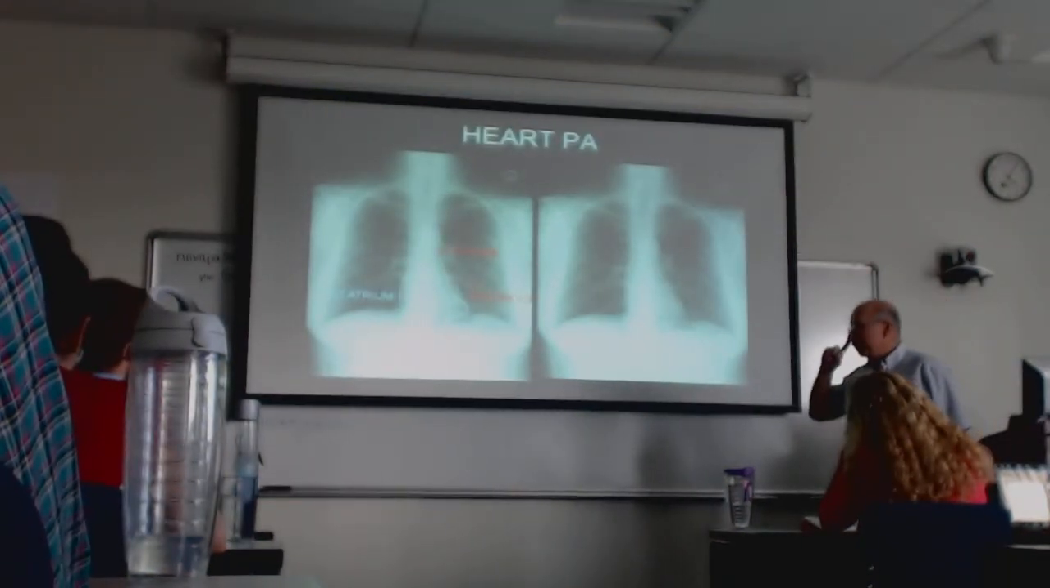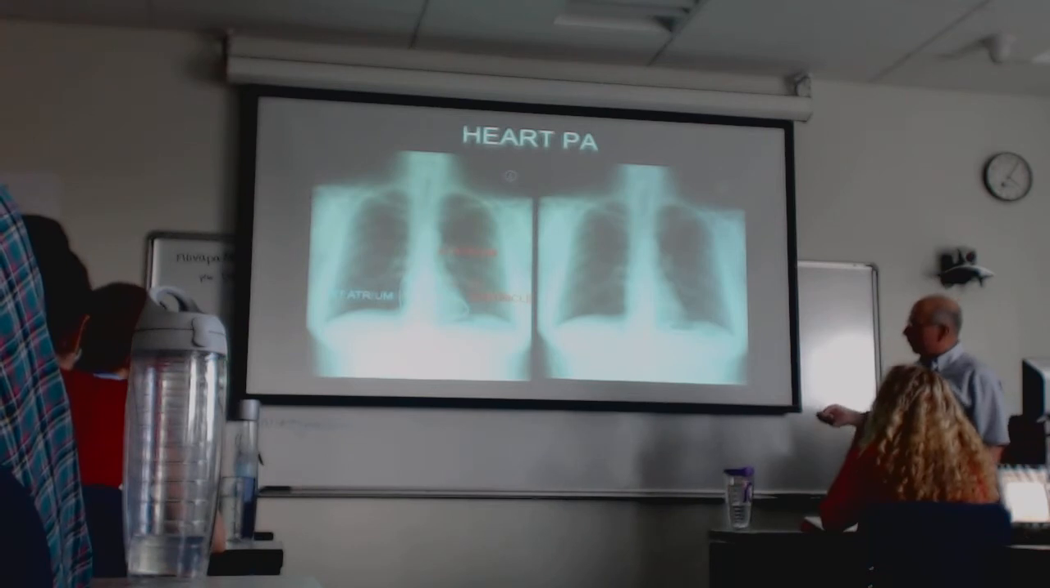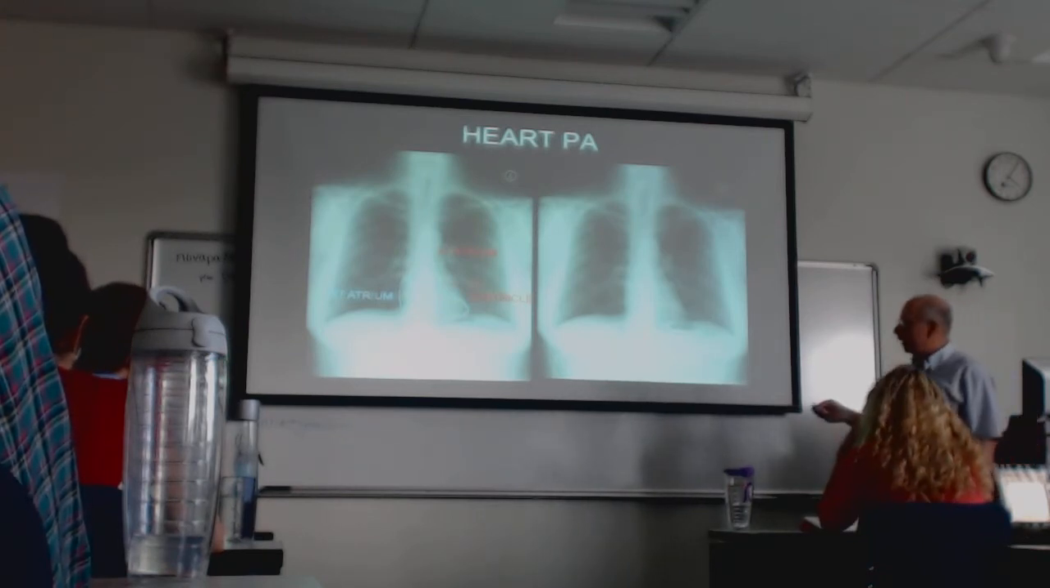I showed you this before. I'm going to show you it again because it's kind of important. The two anterior chambers are the right atrium and right ventricle. The two posterior chambers are the left atrium and the left ventricle.